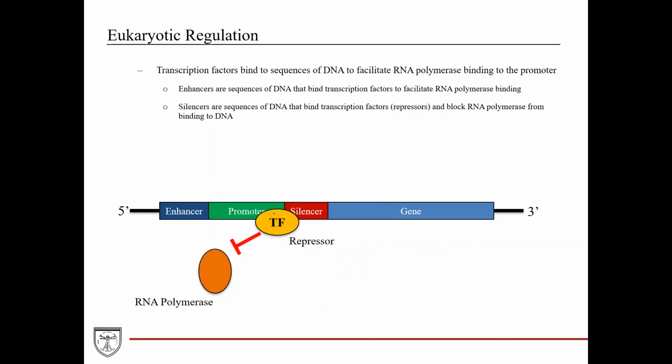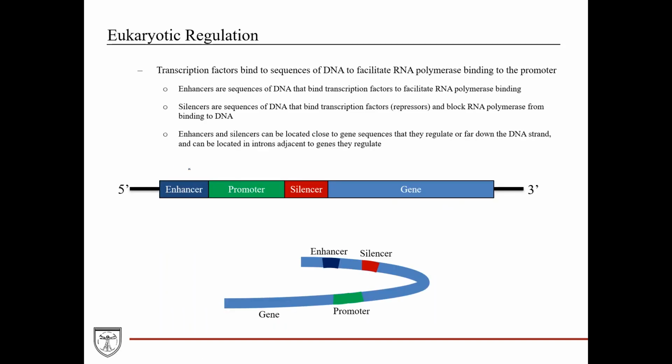You can also have what's called silencers, which are sequences of DNA where other transcription factors, called repressors, bind. Transcription factor is a very broad term, so you can have it where they bind enhancers and facilitate. You can also have it where they bind silencers and repress it. So in this case, they bind the silencer and they block RNA polymerase from binding. So this doesn't happen and lowers the level of gene expression.